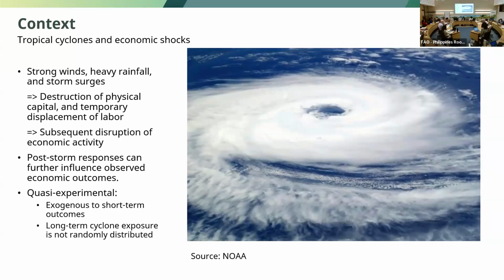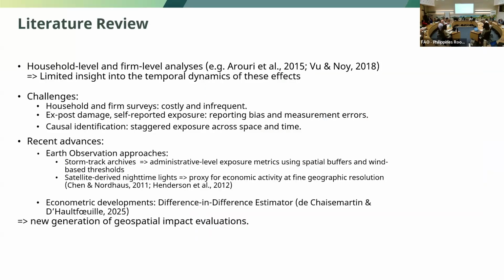At first, they seem like they're exogenous because you don't know exactly when or where they would hit, only up to a few days in advance. But in the long run, they are not randomly distributed, because if you're located at the coast, then you're more likely to be affected as well. So measuring the economic impact of tropical cyclones is complicated, because you cannot simply compare never affected with frequently affected, because due to the different resilience, you may bias the estimates.